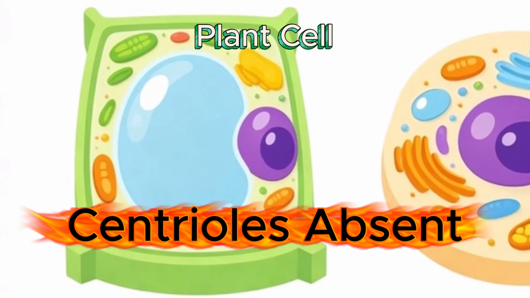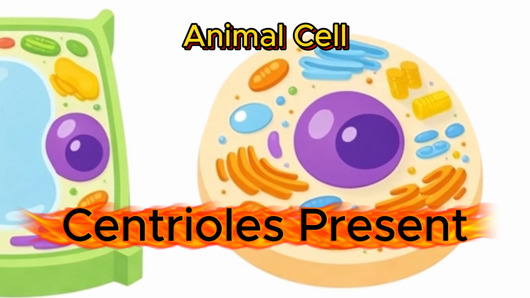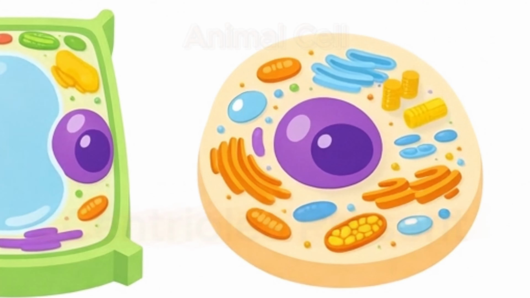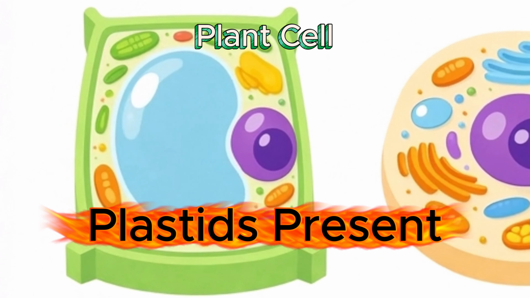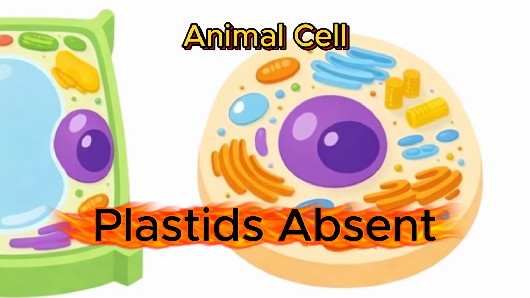Centrioles are absent in most plant cells. Centrioles are present in animal cells and help in cell division. Plastids are present only in plant cells. Plastids are absent in animal cells.